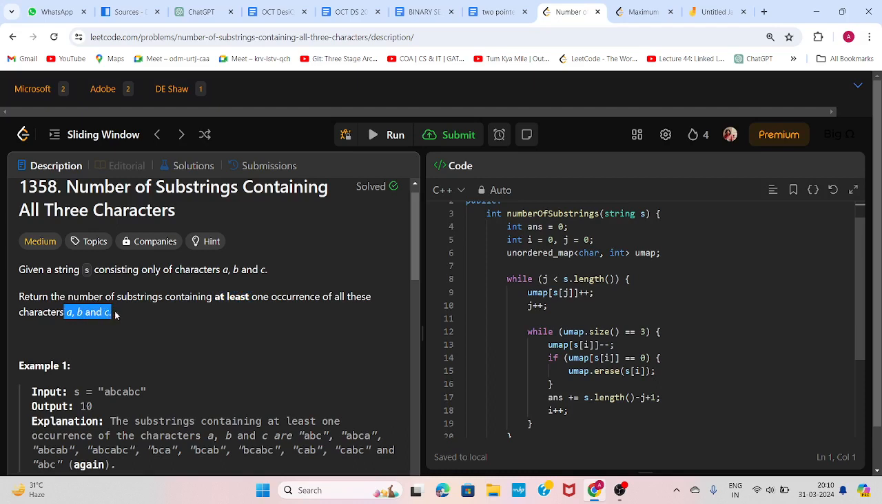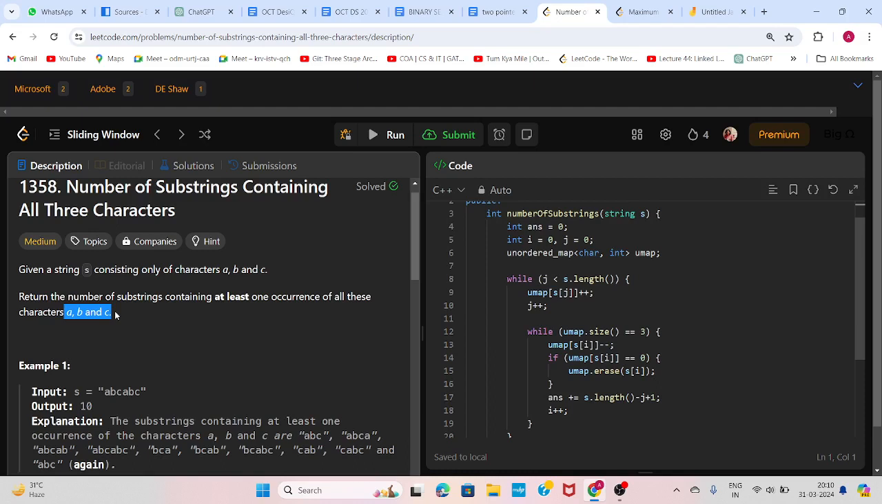So if we think about the occurrence part, if we talk about the frequency, the one thing that comes to mind is the map, because one of the best uses of map is to take care of the frequency. So the same thing we will do here. We will use the map, and the subarrays or substring question is related to this.